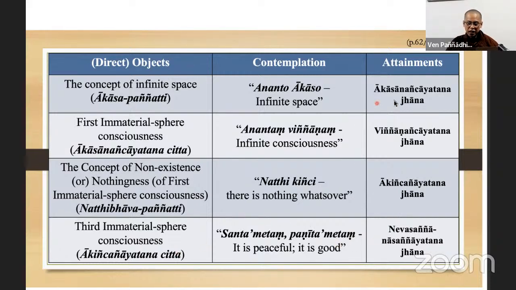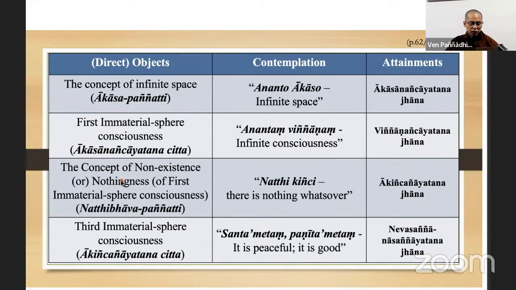Because you need to start from the name, to pronounce it, and after that you need to identify the specific object and how to contemplate on that object. Then attainment comes. Focusing on the infinite space through the kasina practice, and the contemplation is Ananto Akasa, then you attain the jhana, that is called Akasanancayatana jhana. Then second one, focusing on the first Arūpāvacara, development through the contemplation of Anantam Vinnanam, then Vinnanancayatana jhana arises.